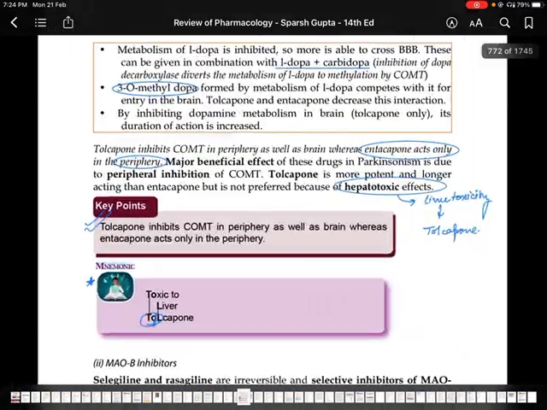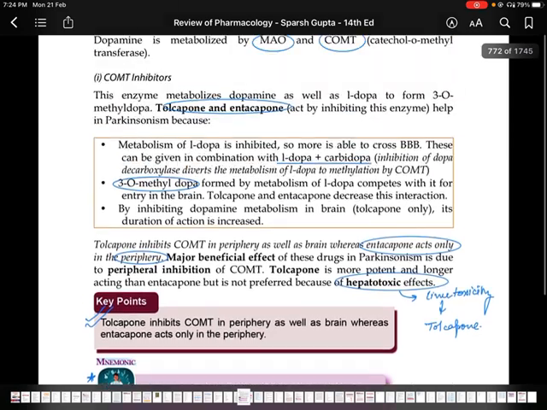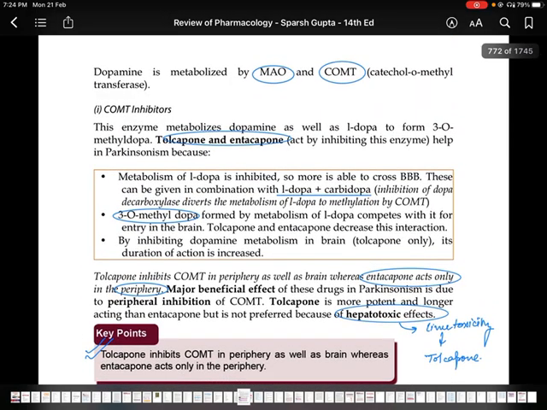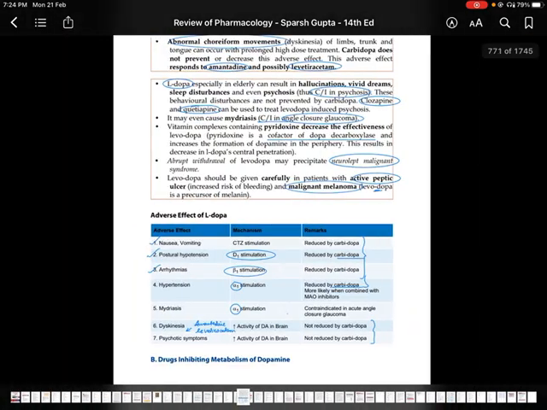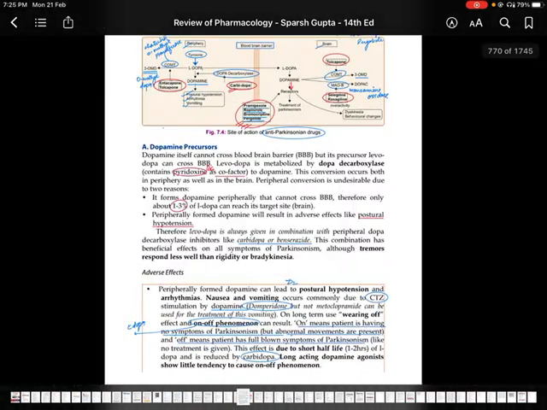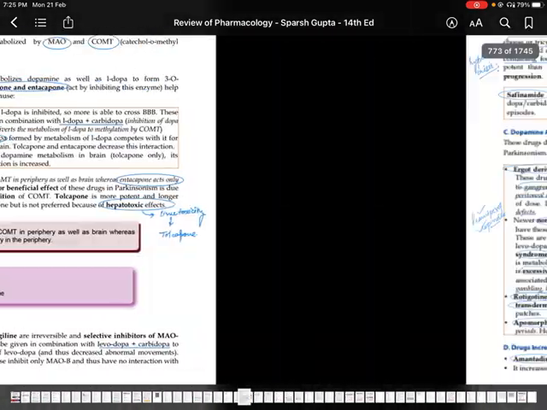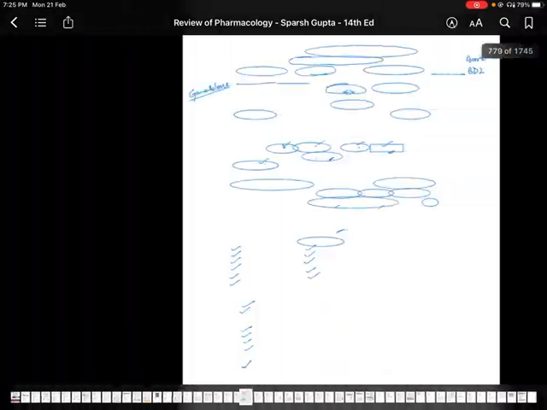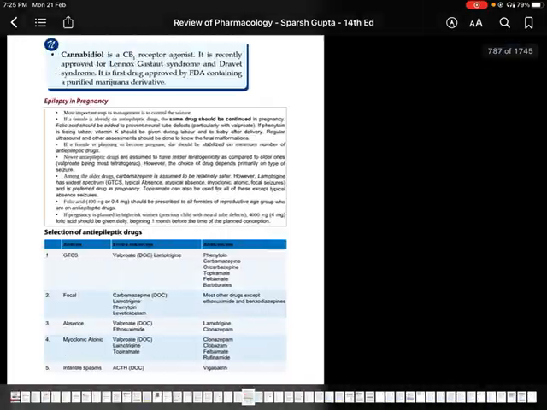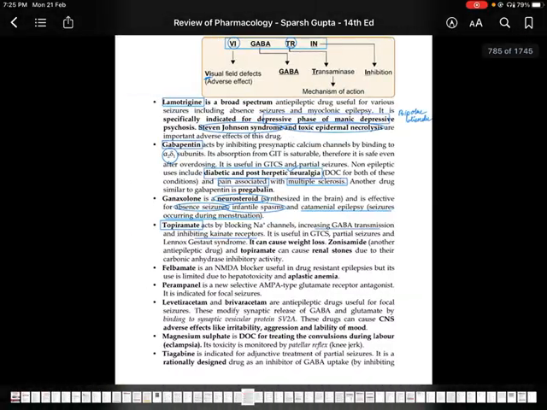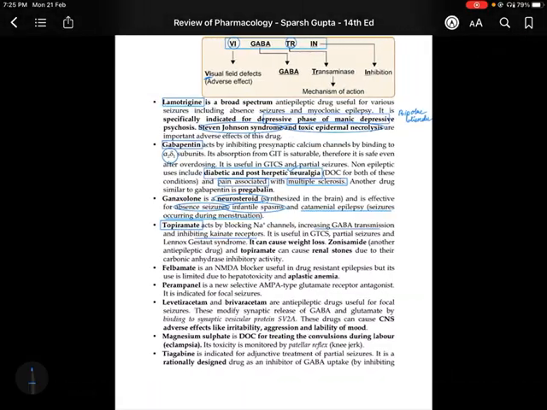Cheese reaction happens in hypertensive crisis. MAO. There were a lot of receptors, like one of them was kainate receptors as well, I remember. Kainate receptors.